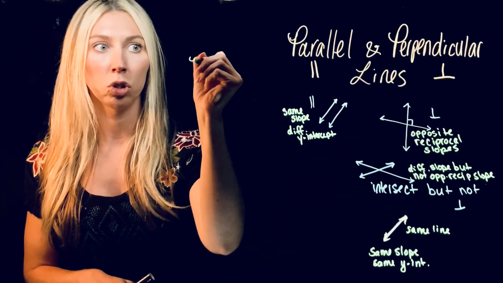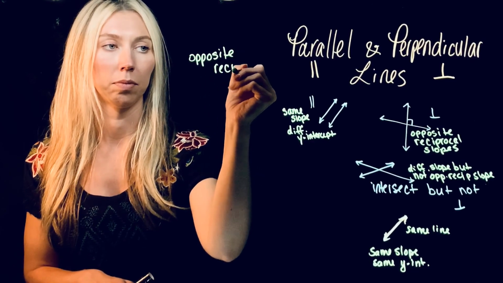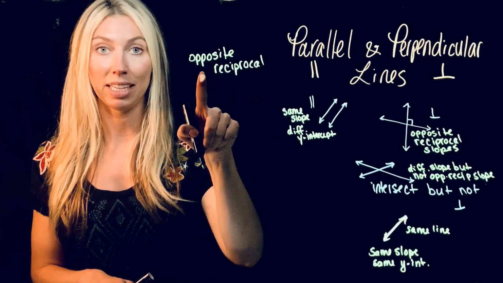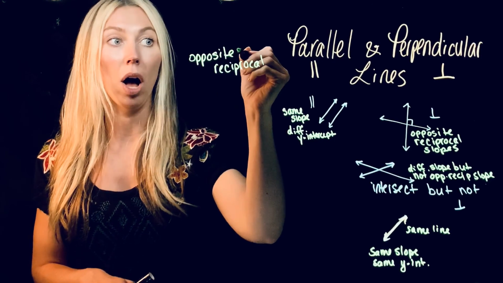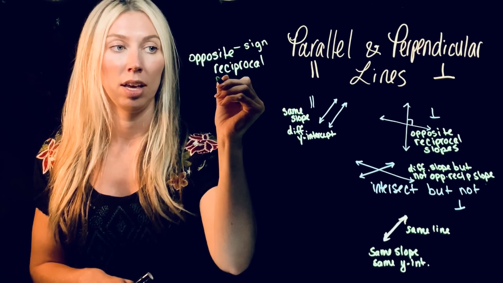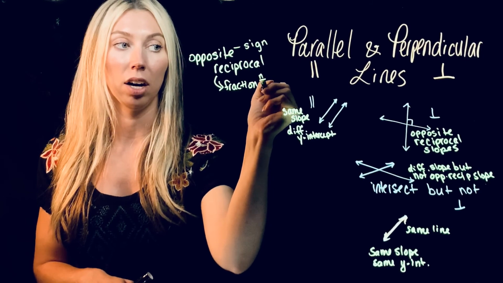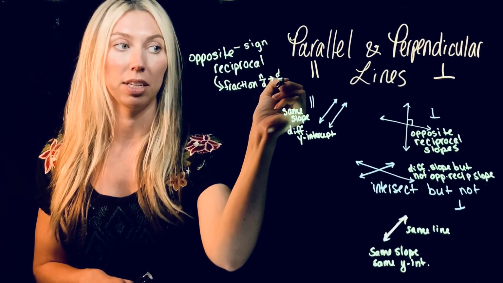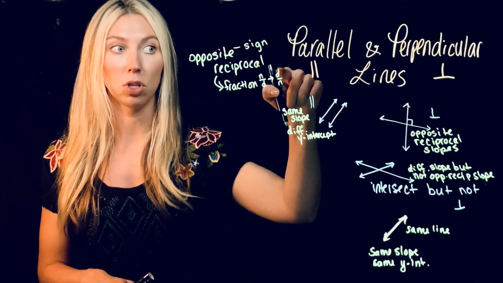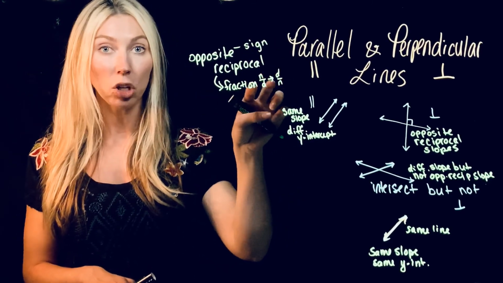Literally those two words are there for a reason. If you think about the word opposite, in mathematics it means the opposite sign. Reciprocal has to do with a fraction, when the numerator and the denominator switch. The denominator becomes the numerator, the numerator becomes the denominator. So you have to switch the sign and you have to flip the fraction.